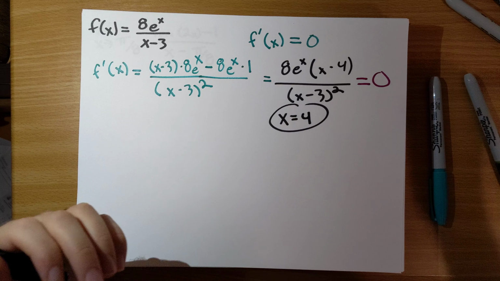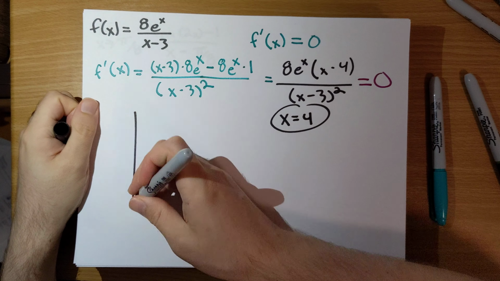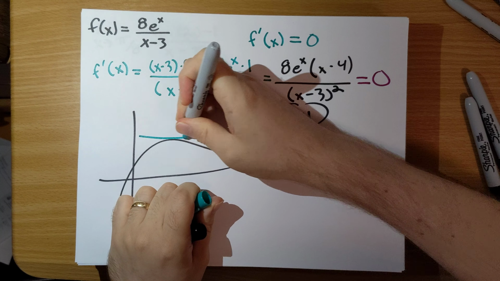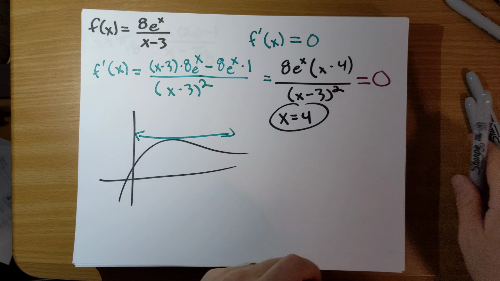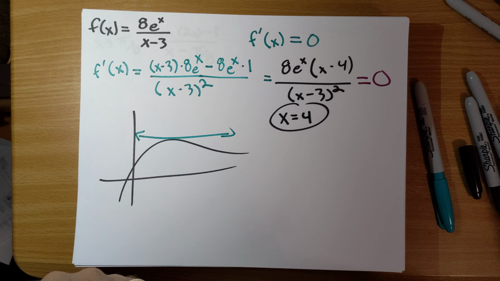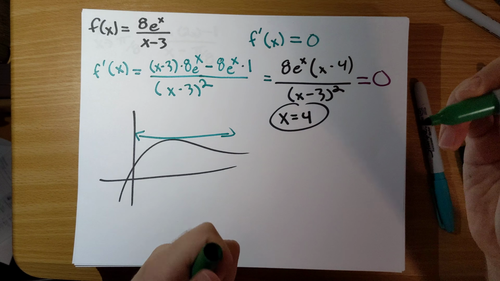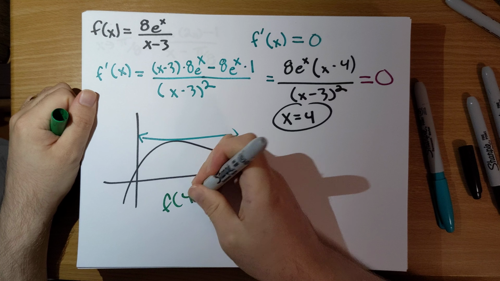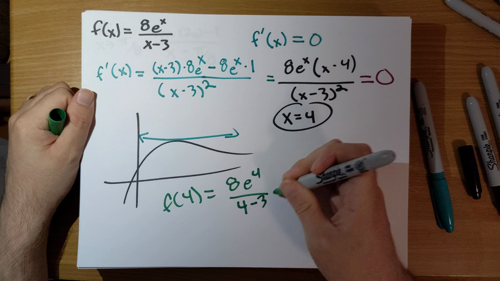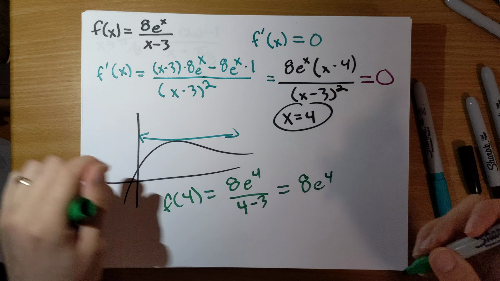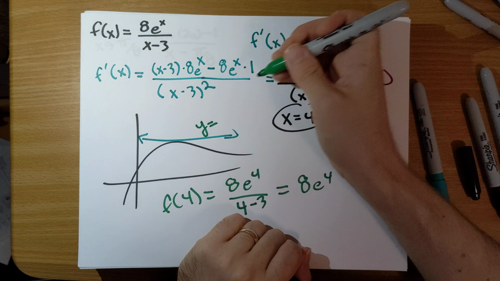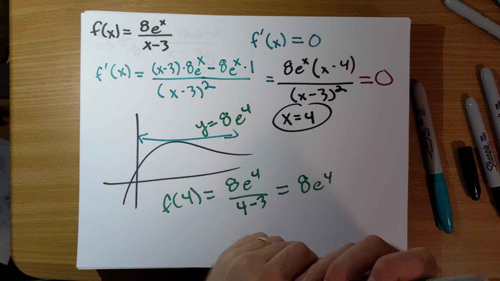Okay, so we know that we have a horizontal tangent line at x equal to 4. It would look something like this here. Horizontal tangent line means that we're looking for something of the form y is equal to a constant. So the very last thing we have to do in this problem is to substitute in 4 and determine what f of 4 is. F of 4 is 8e to the 4th divided by 4 minus 3. It's just 8e to the 4th. So the equation of our horizontal tangent line is y is equal to 8e to the 4th.